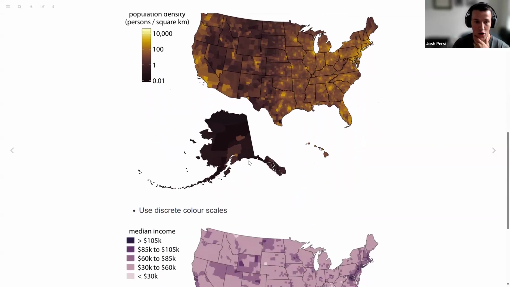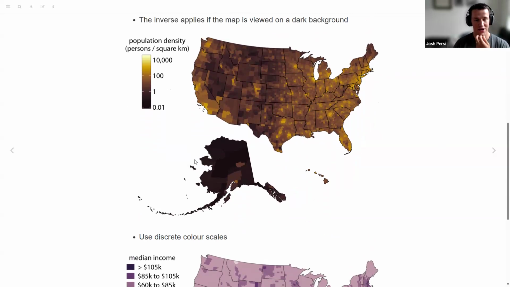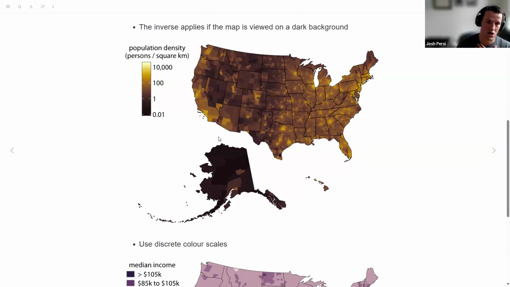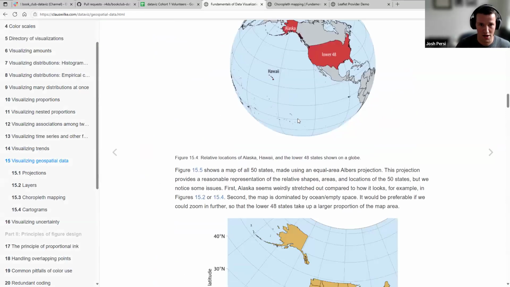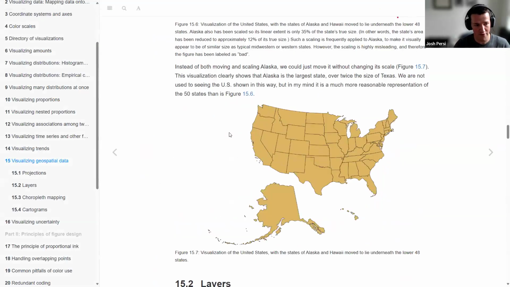The author makes a great point about Alaska and whether it should be shown in its true size here. So this is an equal area projection of the United States: the lower 48, Alaska and Hawaii. And Alaska, I can go back, is often shown much smaller in this kind of graphic.